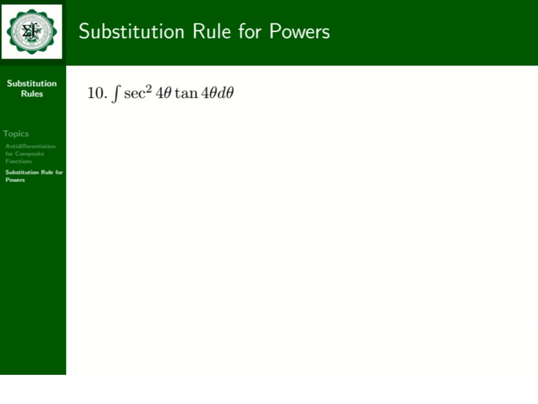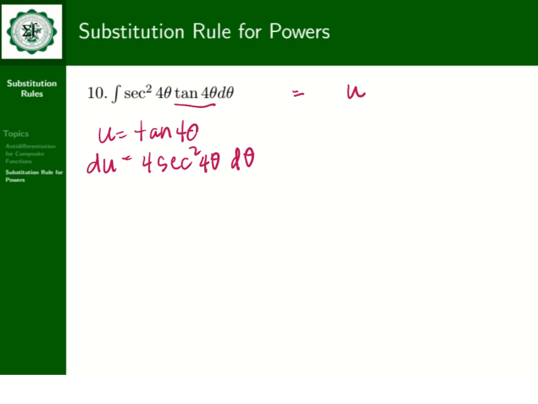Next, we have the integral of secant squared of 4 theta times tangent of 4 theta d theta. So here we're going to let u be tangent of 4 theta, and then du is equal to secant squared of 4 theta times the derivative of 4 theta, which is 4, and then we put d theta. Now, let us show the substitution. So tangent of 4 theta will become u, and then secant squared 4 theta d theta.